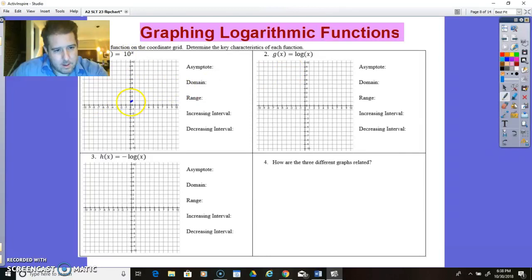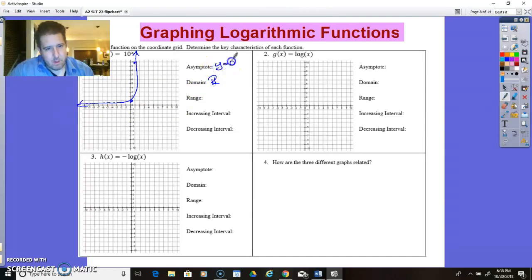So here it is. First, 10 to the first power is 10, so it's going to slope up really, really fast, kind of like that. Its asymptote is y equals 0, and its domain is going to be all real numbers, and its range is going to be everything above 0. It's increasing the entire time, and it's never decreasing.